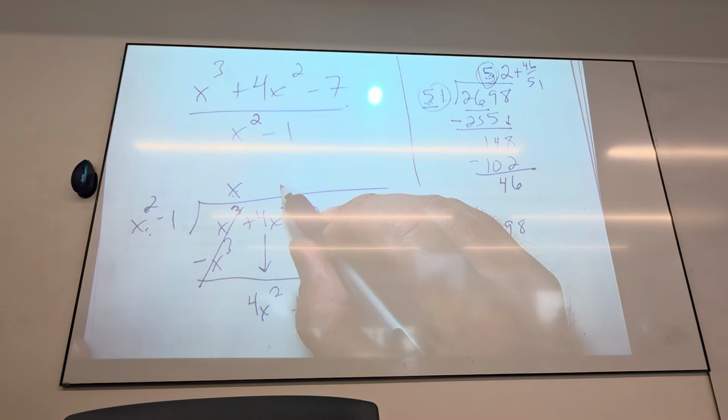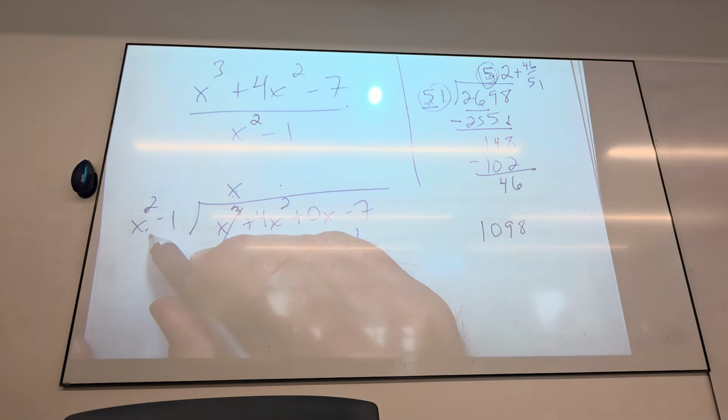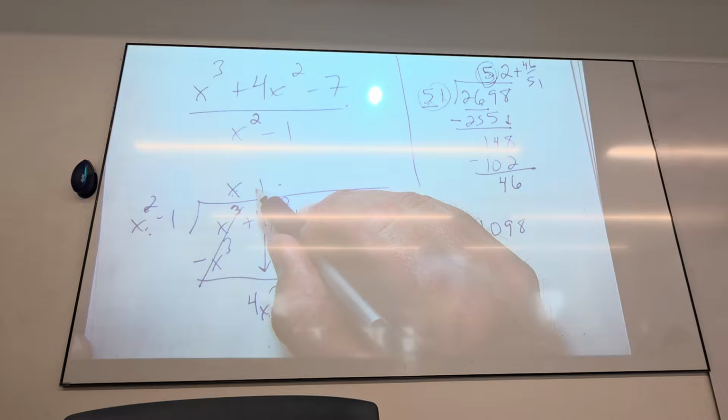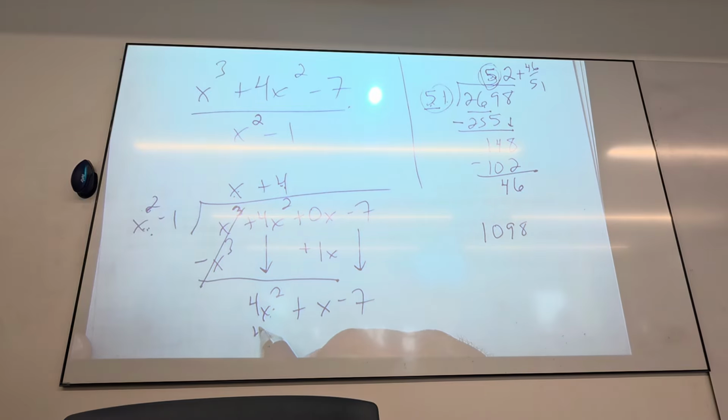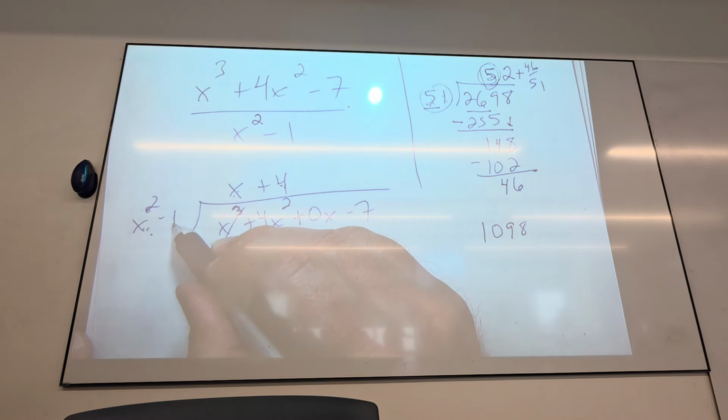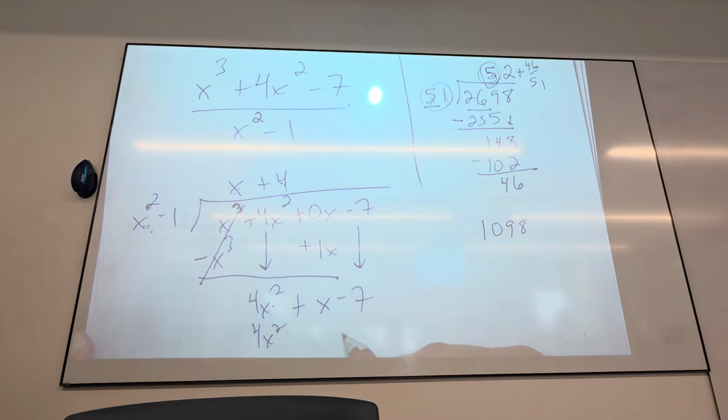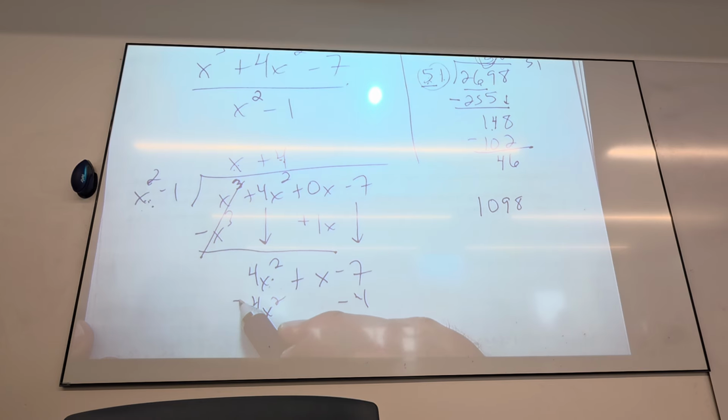X squared times what is 4x squared? 4. 4 times x squared is 4x squared, like we just said. 4 times negative 1 is, where do I put it? Under the 7. And then I change the signs.